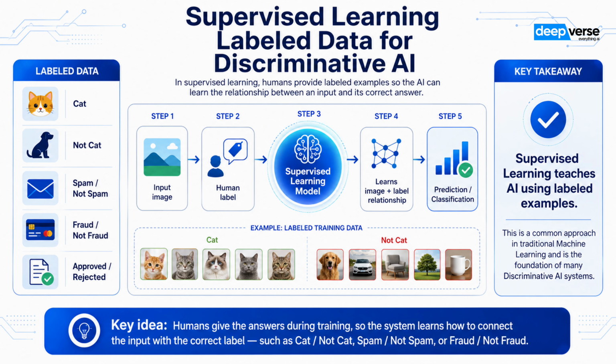Here we have labeled data. Every image is manually tagged, like cat or no cat. This is called supervised learning. Humans are helping the AI by giving it answers during the training, so the system learns relationships between the image and the label attached to it.